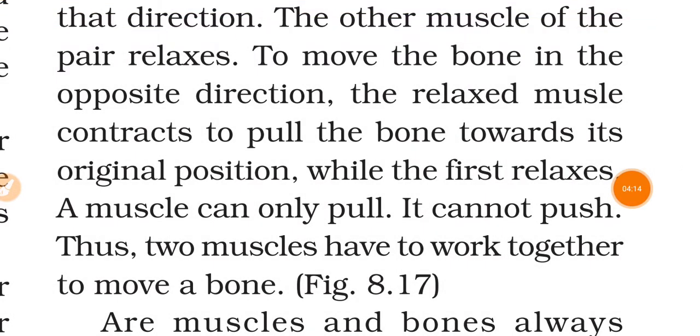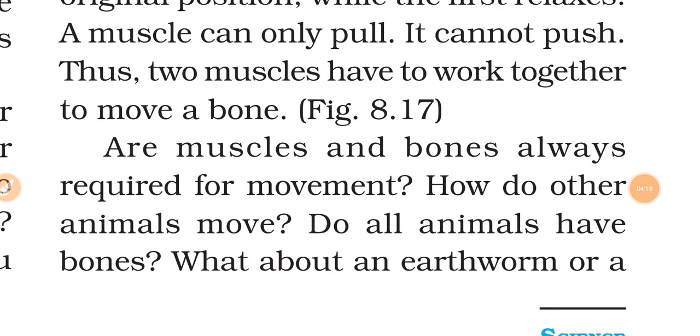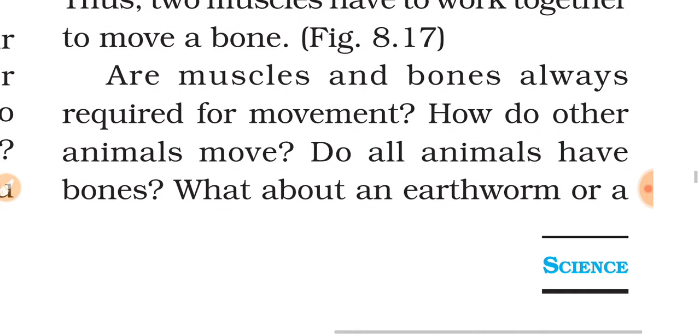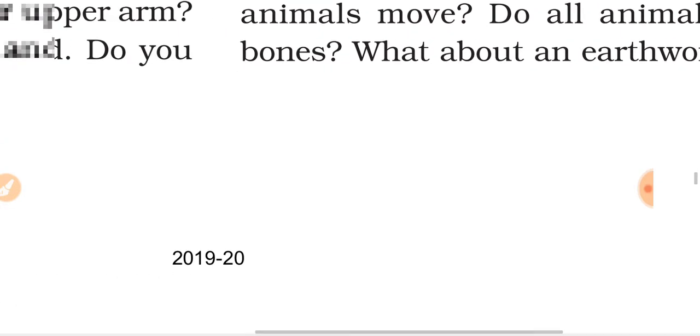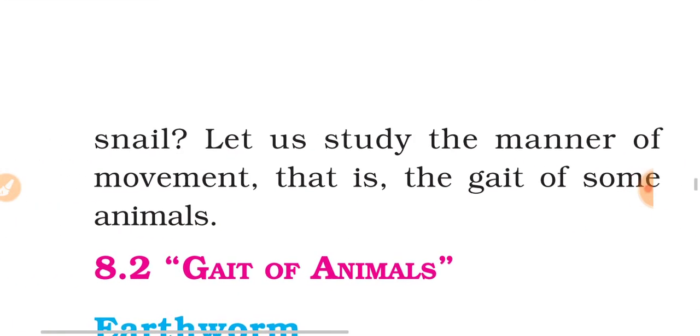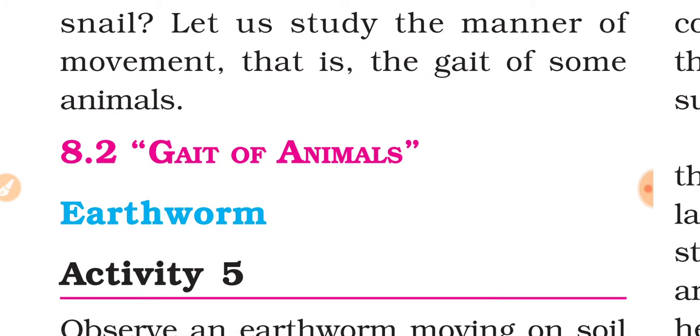In the figure you can see that two muscles have to work together to move a bone. Our muscles and bones are always required for movement. How do other animals move? Do all animals have bones? What about an earthworm or a snail? Let us study the manner of movement, that is the gait, of some animals.